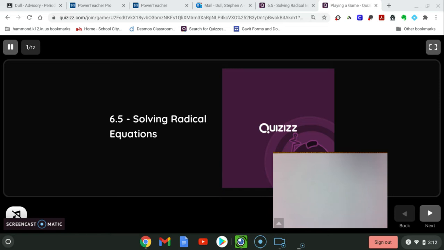Hi, Algebra 2. Today we're going to work on solving radical equations. So in this unit so far, we've learned how to simplify radicals. We've learned how to add and subtract radicals. We've learned how to multiply and divide radicals, including simplifying them by rationalizing the denominator.